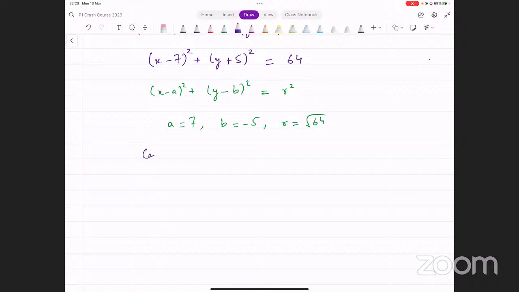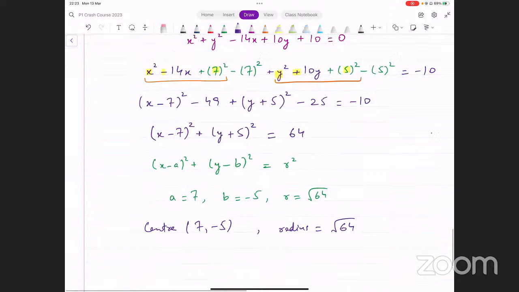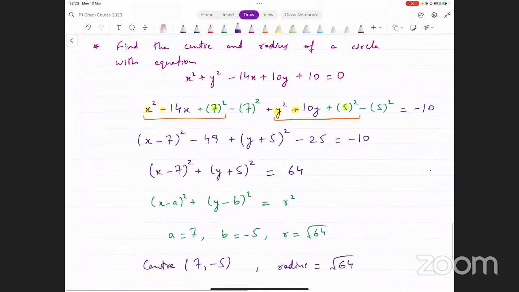So you can write down the center's coordinates. The center's coordinates are 7 and minus 5. And the radius, in this case, turns out to be square root of 64. And these are two things that we were looking for. We had the center's coordinates and the radius. That's all that we wanted.